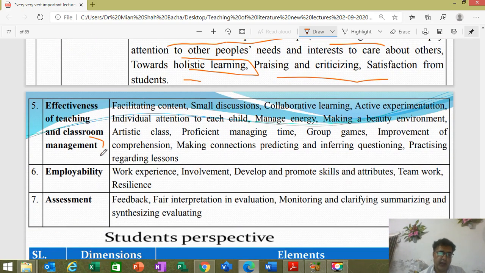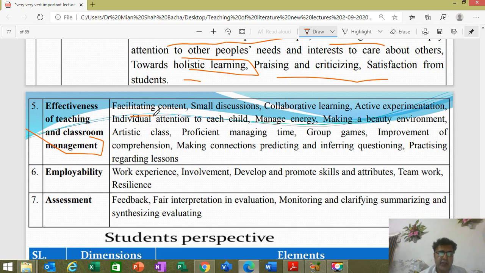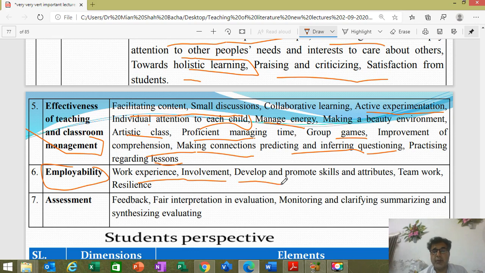Effectiveness of teaching and classroom management. Okay, facilitating content, small discussions, collaborative learning, active experimentation, individual attention to each student and child, managing energy, making a beautiful environment, artistic class, professionally managing time, group games, improvement of comprehension, making connections, predicting and answering questions, practicing regarding lessons, and employability. All right, work experience, environment, develop and promote skills and attributes, teamwork and resilience.